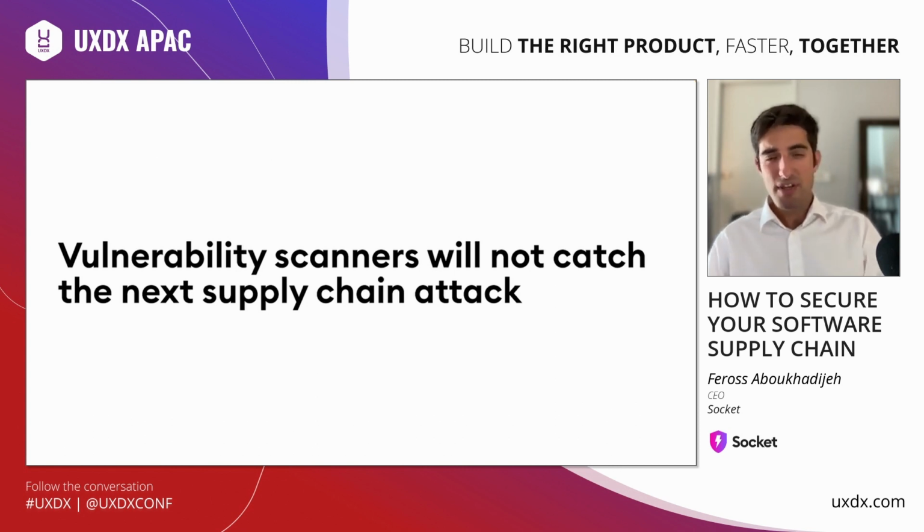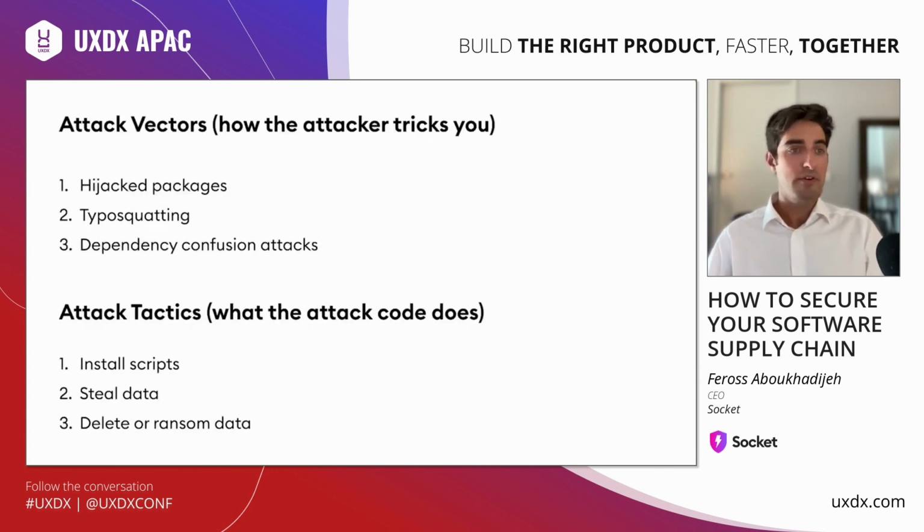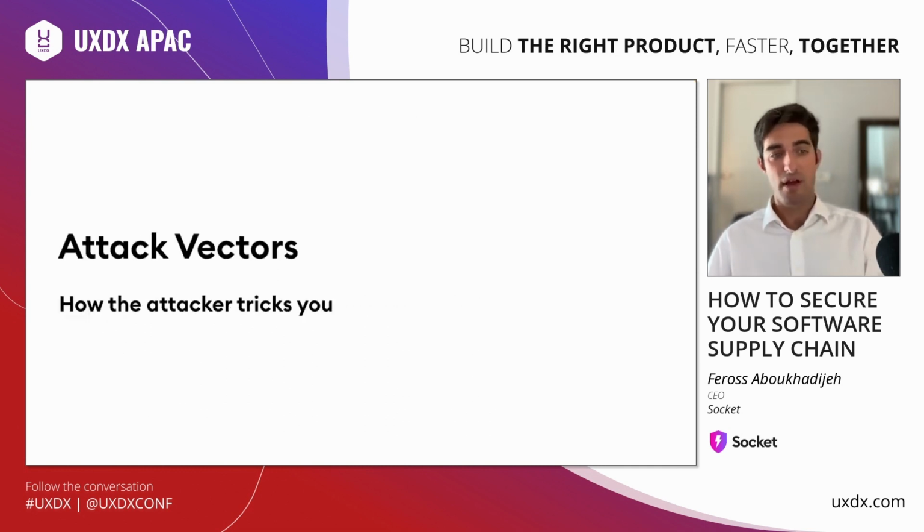Now that we understand why supply chain attacks are happening now, let's dig into how a supply chain attack actually works. There are two types of things I want to talk about: attack vectors as well as attack tactics. Vectors are how the attacker tricks you, and tactics are what the code actually does when it runs. So let's start with attack vectors, how the attacker tricks you.